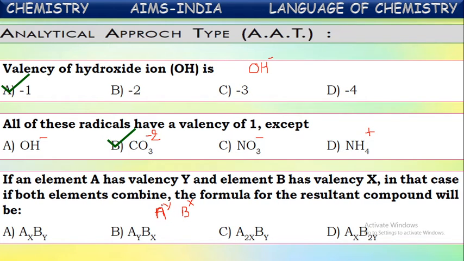So A Y, B X is written according to crisscross method rules. First we write the positive and negative ends next to one another. Next we crisscross these numbers. X is written at the base of A and Y is written at the base of B. Now the formula will be AxBy. So the formula of the compound formed from A and B is AxBy. Okay. Next.